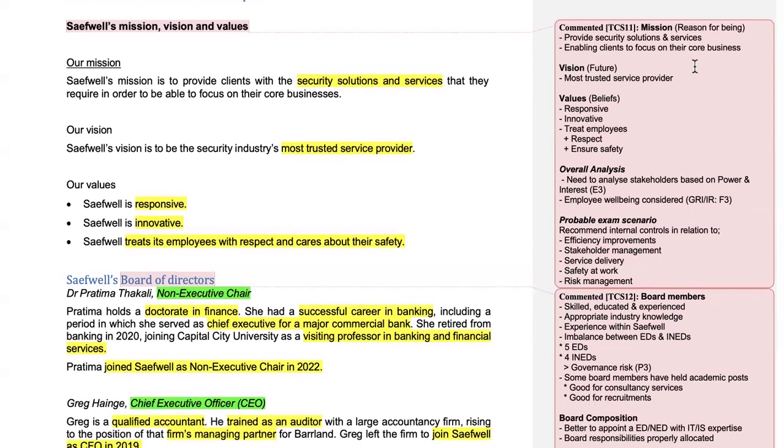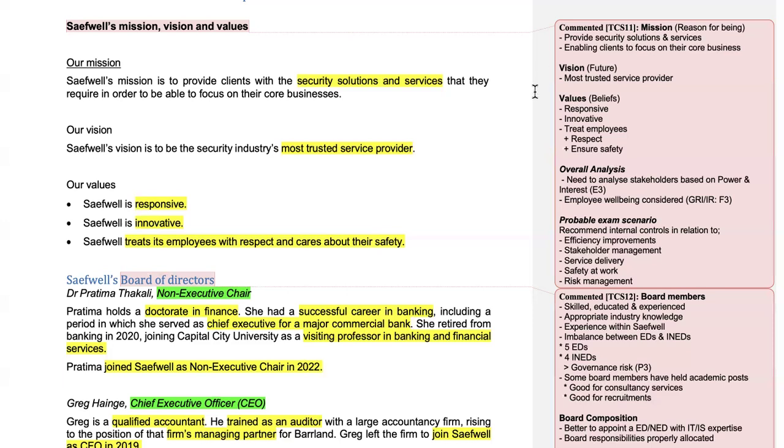So first things first, let's look at the mission. The mission gives us an indication about the reason for being. We are trying to address the question, why do we exist? So why is Saefwell existing within this market? To provide security solutions and services, and to enable clients to focus on their core business. As I mentioned earlier, we are specialists in the provision of physical and intelligence-led security services. So it's like we are a third party providing outsourcing solutions to our clients, so that the clients can forget about physical and intelligence-led security and focus on their core business. So that's our mission. That's why we exist.